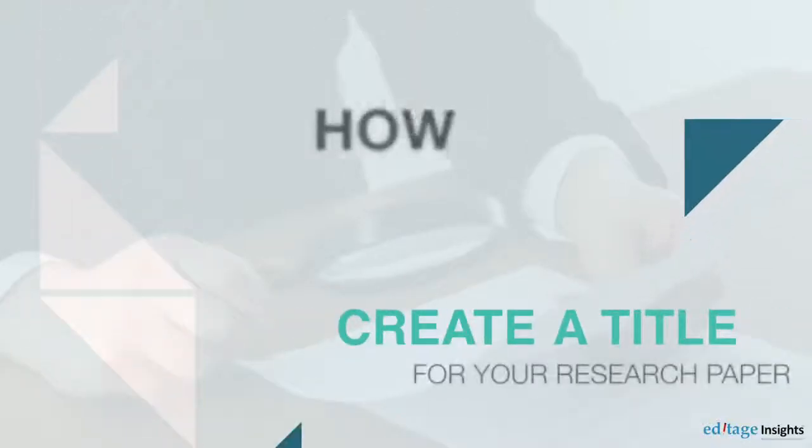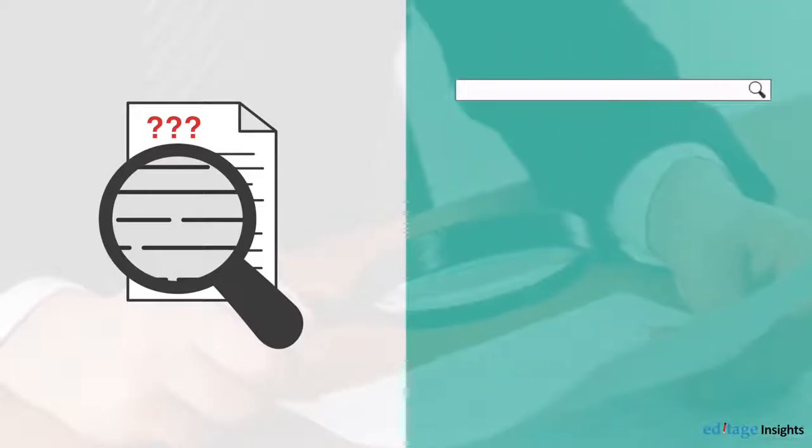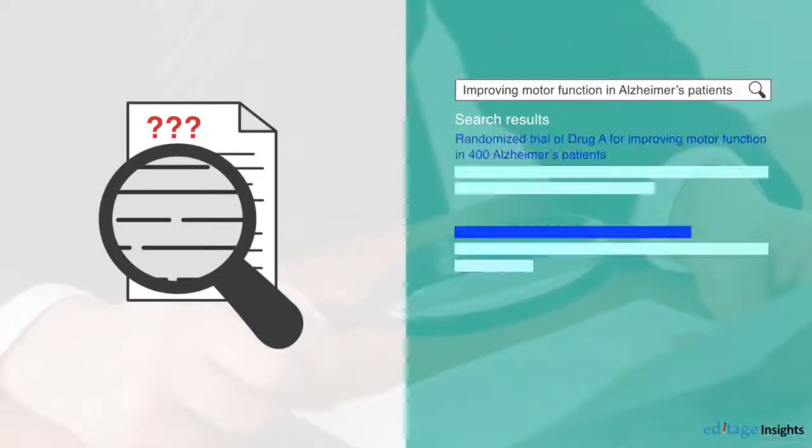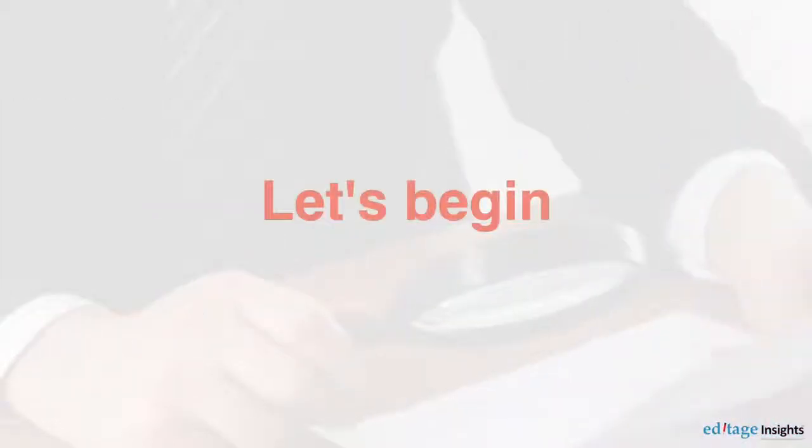Hello. Today we'll discuss the most important aspect of a research paper, the title. The title is the first thing journal editors and reviewers will see when they receive your paper. It is also the only aspect that will be freely available to readers through search engines or indexing databases. Follow these steps to create the perfect title for your paper.